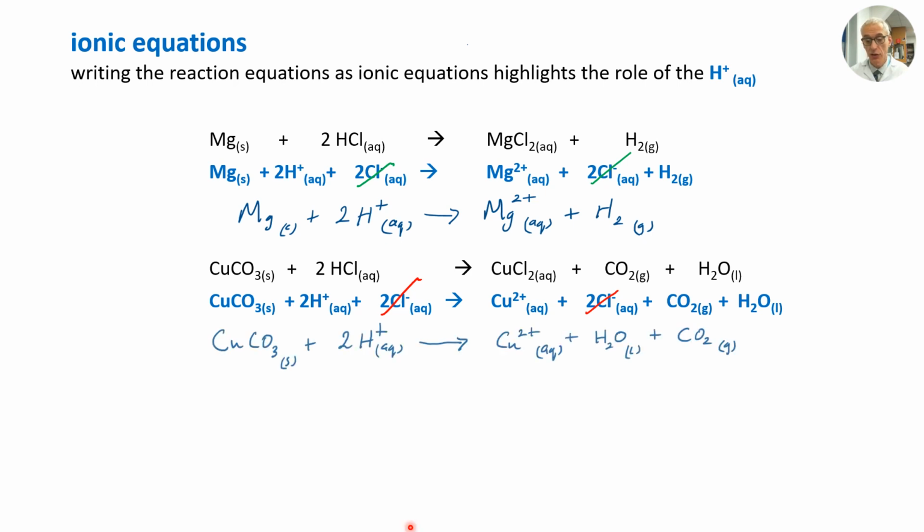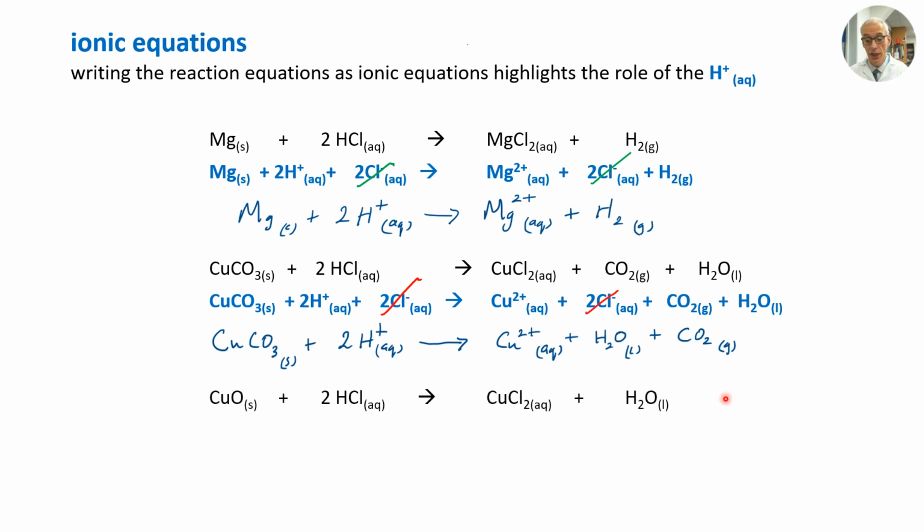Now if I then go to the ionic equation, we can see we've got copper carbonate as a solid. Well, that doesn't exist as a product, so that has changed. It's the source of the copper 2+ ions and the carbon dioxide, and of course the oxygen for the water molecule. So there is the ionic equation, having removed the spectator ions.